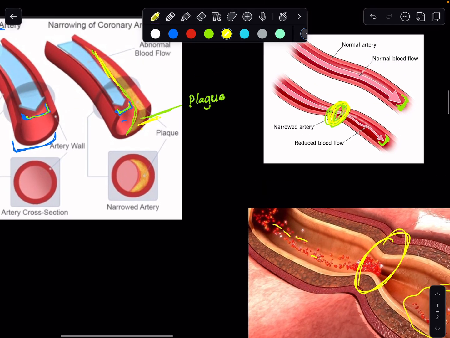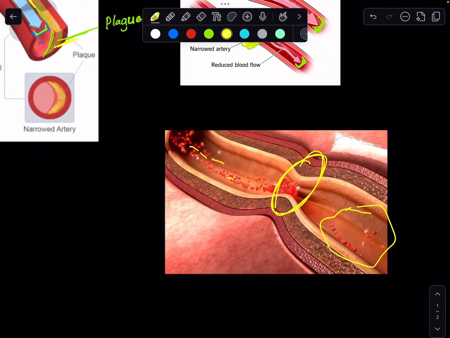The artery narrows, it's blocked, or there is vasospasm or coronary spasm. Because spasm, it just squeezes or it tightens. That's basically what it is.